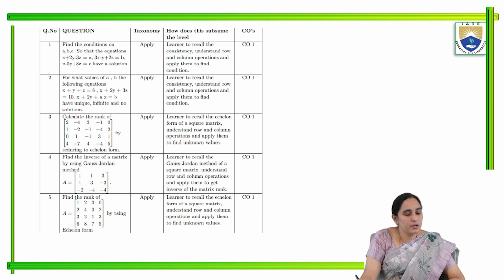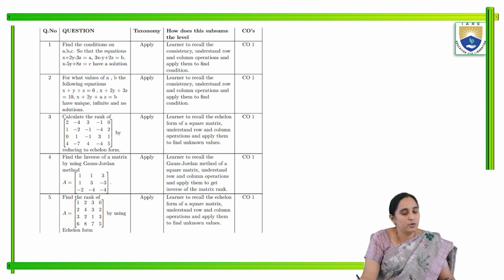Next, for what values of A, B do the following equations x plus y plus z is equal to 6, x plus 2y plus 3z is equal to 10, and x plus 2y plus az is equal to B have a unique solution, infinite solutions, and no solution? There we have to verify first whether it is consistent or inconsistent. For the first condition, if it is unique, and for the second condition, infinite, and no solution, through that we have to find the unique, infinite and no solutions.